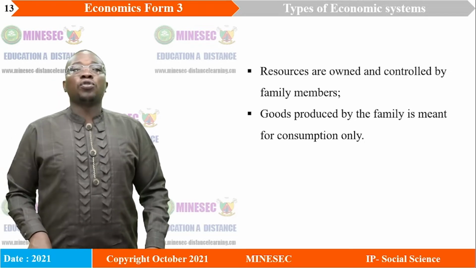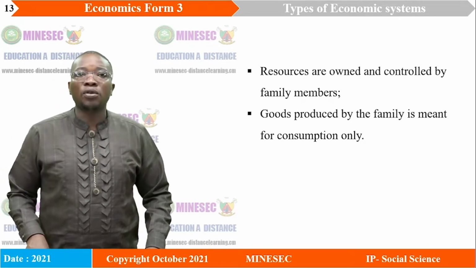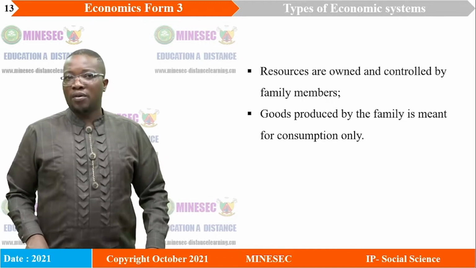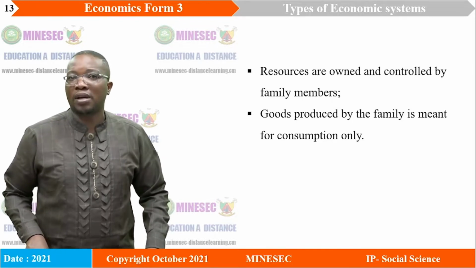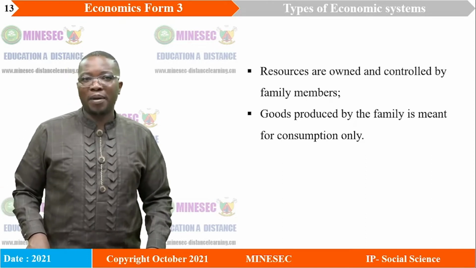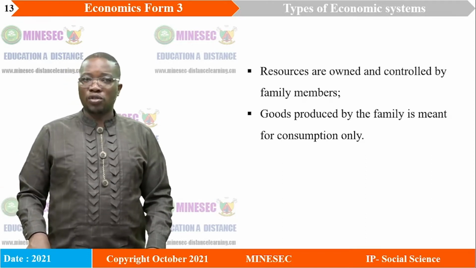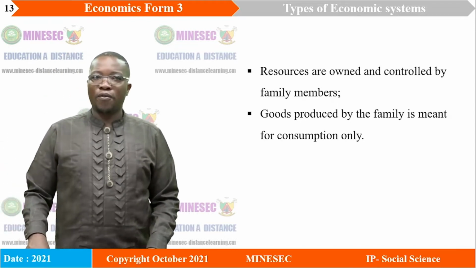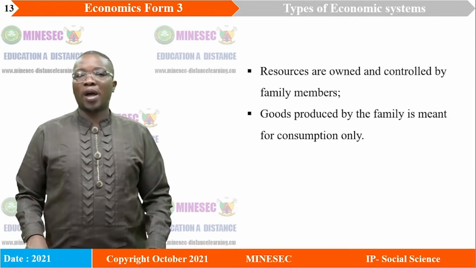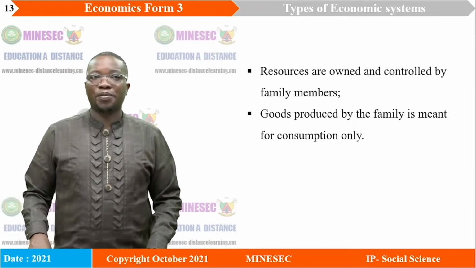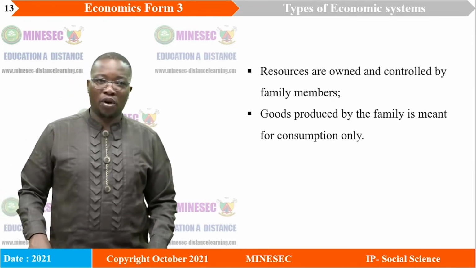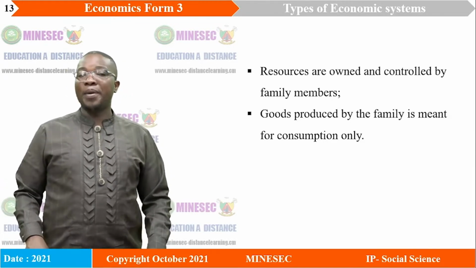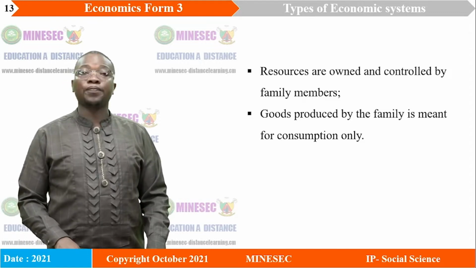You are going to also notice that the resources are owned and controlled by family members. In most cases, resources here are mostly owned and controlled by family members. And the goods which are usually produced in such situations are meant for family consumption. That is why we have another name for it, a subsistence economic system, because the goods which are produced here are meant mainly for family consumption.